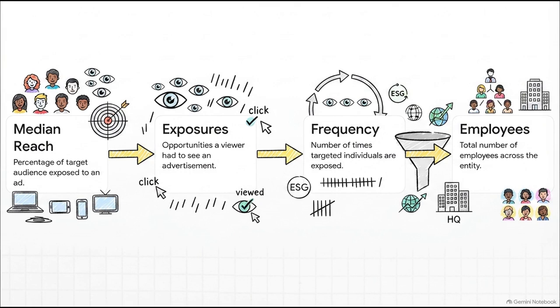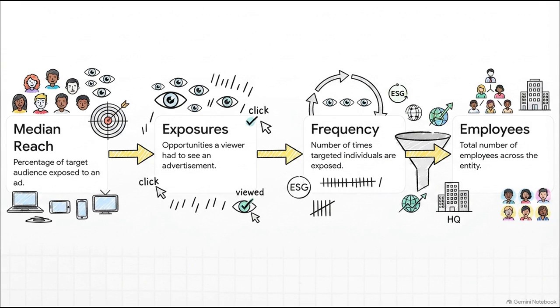These 4 specific activity metrics act as a filter, taking raw numbers and turning them into a standardized baseline so we can accurately judge sustainability risks. First up, median reach. That's the percentage of a target audience actually exposed to an ad. Second, the number of exposures, which you probably know as online impressions. Third is median frequency, meaning how many times those targeted individuals actually see the campaign. And fourth, the total number of employees.